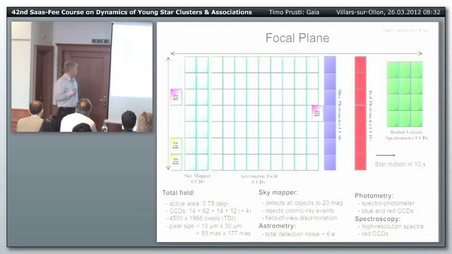Focal plane, CCDs, 106 CCDs. What is the basic idea? First we have the SkyMapper CCDs, and these are actually the only CCDs which are fully red, and that's for the detection. So you want to detect the whole sky. There's 1 row for telescope 1, 1 row for telescope 2, and the idea is that after this one, everything is combined in the rest of the focal plane.